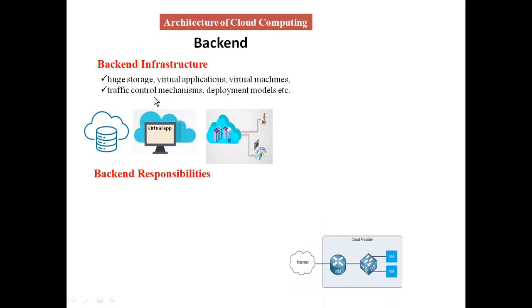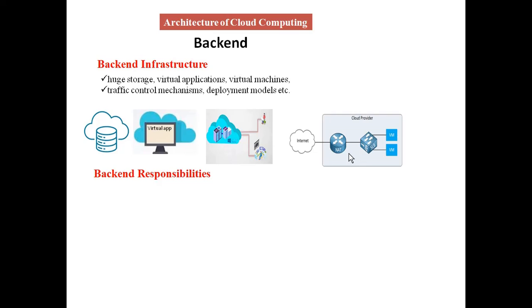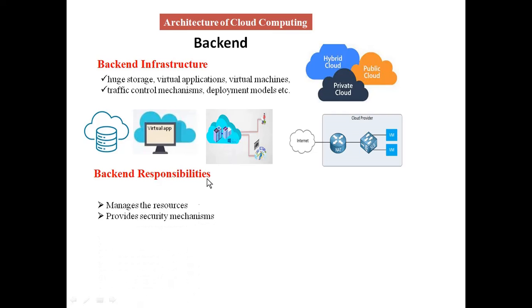The next comes the traffic control mechanism. That is nothing but all the routing algorithms and all the services which support how the information should be routed towards you, where traffic control is done. The last part listed here is deployment models. So you will be having different deployment models, which are public model, private model, hybrid model. Let us come to backend responsibilities. What are the responsibilities of backend?